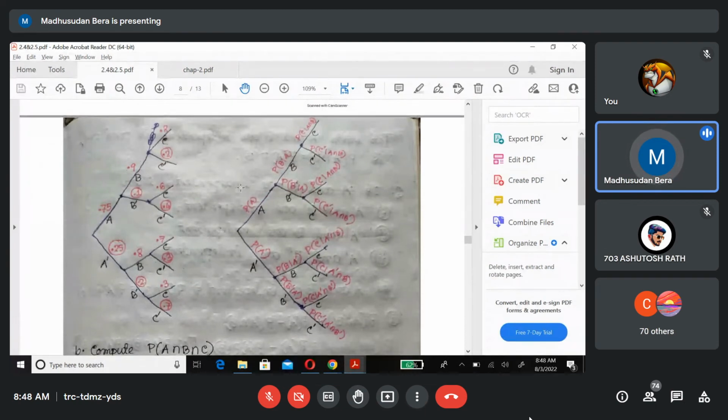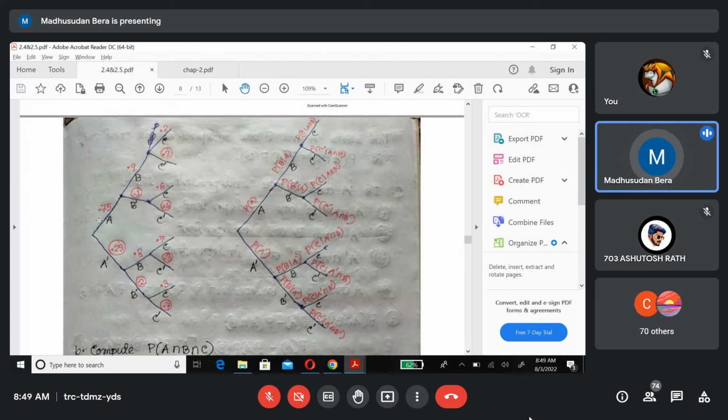B intersection C we have to find. So it means B and C are here; BC dashed, B dashed C, B dashed C dashed are not these things. So B intersection C means here BC, before that A happened; here BC, before that A dashed happened. So P of B intersection C will be P of A intersection B intersection C plus P of A dashed intersection B intersection C. So 0.75 into 0.9 into 0.8 plus here 0.25 into 0.8 into 0.7. That way you can remember. Are you getting the point?